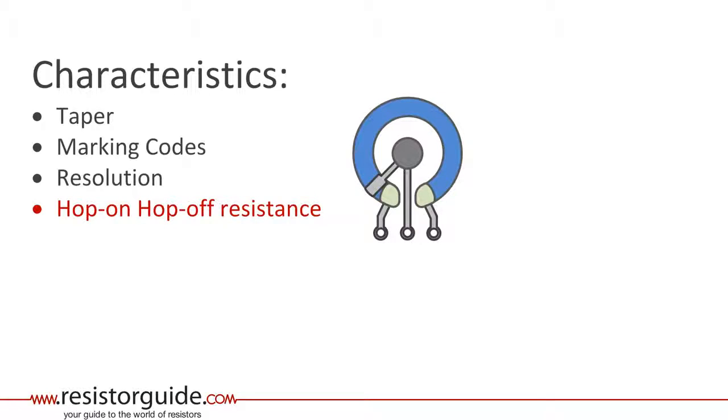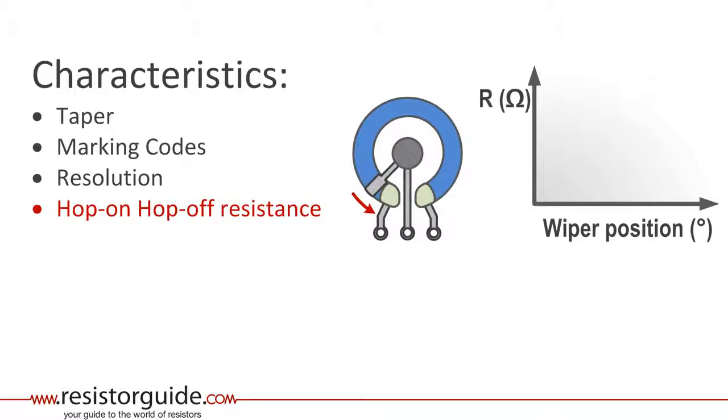On the ends of the resistor, low resistance metal parts are connected. When the wiper enters these parts, there will be a jump in resistance. This is called the hop-on or hop-off resistance.